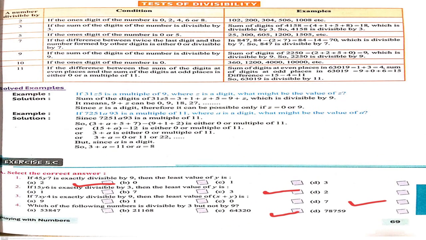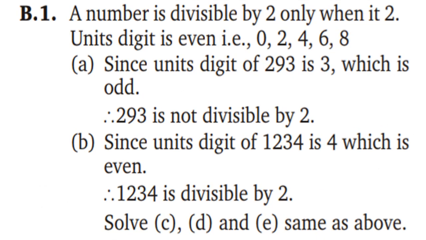Okay, now third question. If 7xy is exactly divisible by 9, then the least value of x plus y is. So इसका आंसर है D. D option is correct, 7. Okay. Now fourth question. Which of the following numbers is divisible by 3 but not by 9? So answer is 64,320. C option is correct. Now start B part. Solve the following.